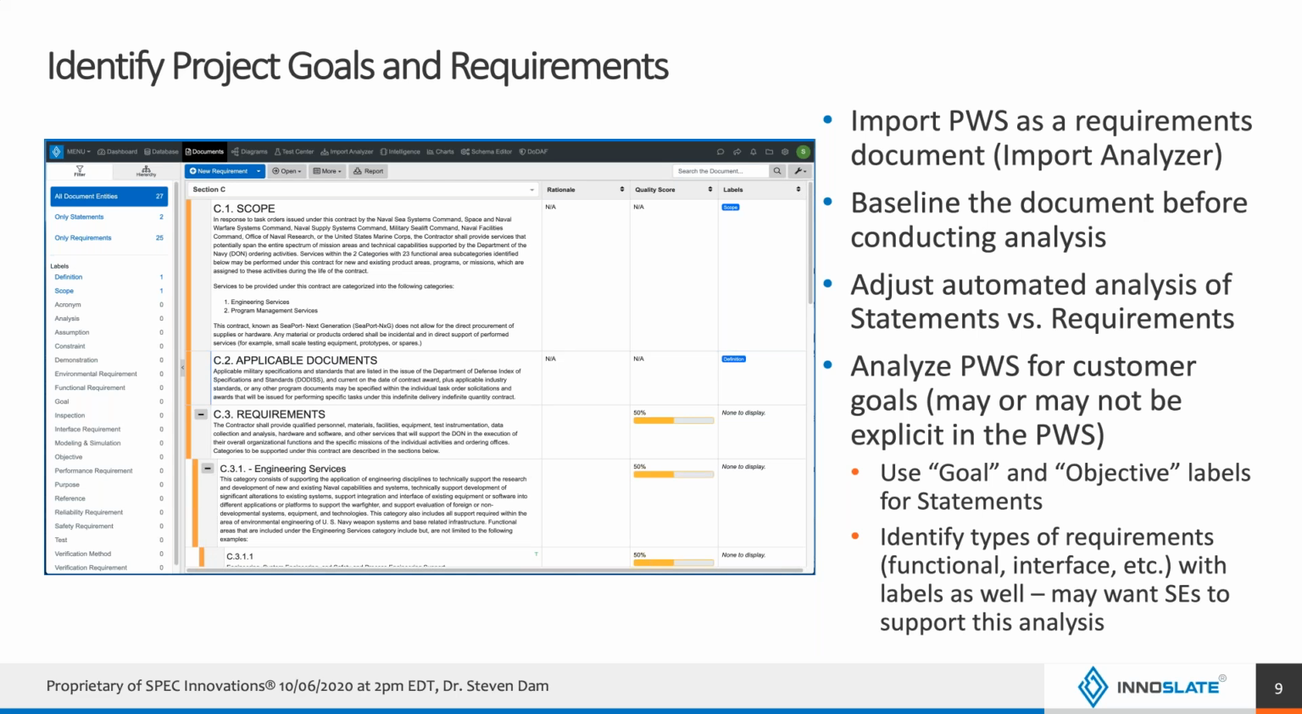Also, we can identify the different types of requirements in the document as functional, interface, things like that. Again, helping you build the analysis that you're trying to build for the development of the process. So maybe you look for your particular performance requirements that you need.